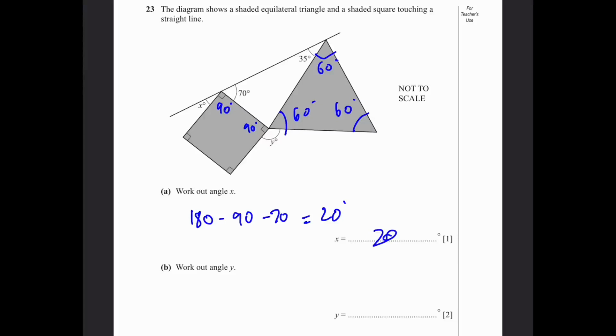We find that because angles in a triangle add up to 180 degrees. So this angle is 180 minus 35 minus 70. That's equal to 75 degrees. Now angles around a point add up to 360. So 360 minus 90 minus 60 minus 75. That's equal to, when you find the answer out, 135 degrees. So y is equal to 135.